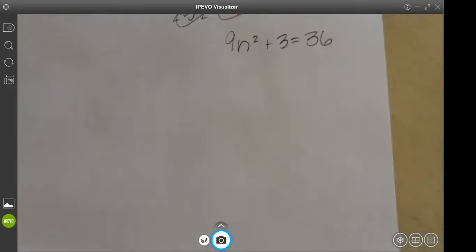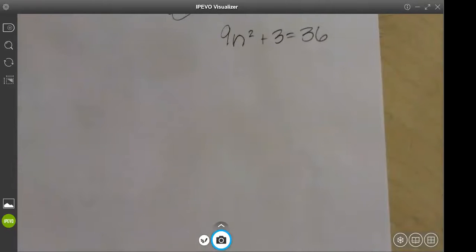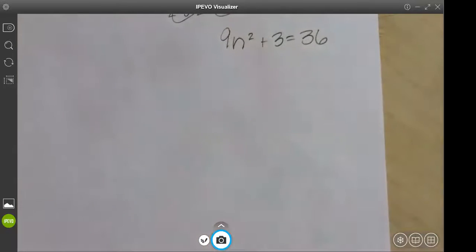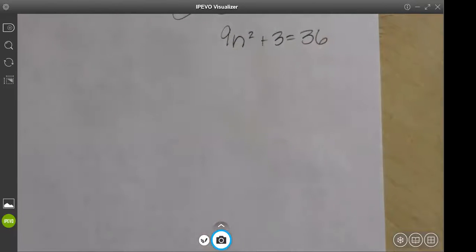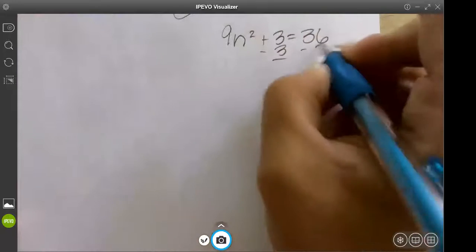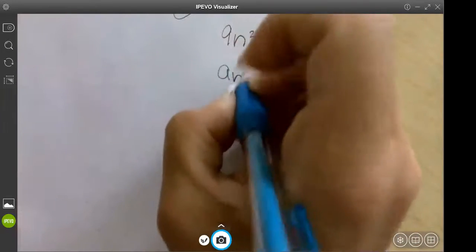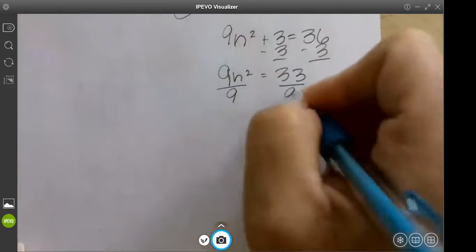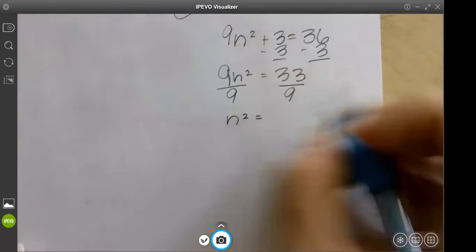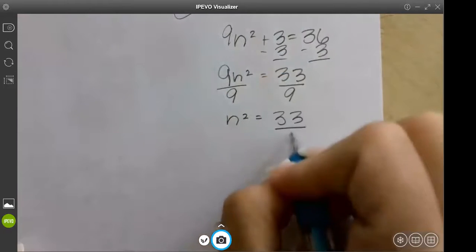All right, so this problem right here. This is actually a 2-step problem, just like normal. How would I get n by itself? What's the first thing that I need to do? What are we solving for? N squared. What's on the same side but not with it? This plus 3. So I need to minus 3. So I get 9n squared equals 33. Now how do I get n squared by itself? Divide by 9. We get n squared equals 33 over 9.